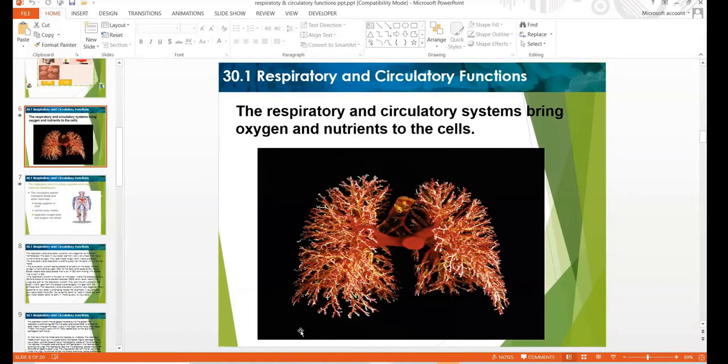Okay, so in this chapter we are going to study the relation between the respiratory and the circulatory systems. This photograph on the screen shows a resin cast of the thousands of vessels that supply blood and air to your lungs. This is a cross section of your lungs. As you take a breath every 3 to 5 seconds, this network takes in oxygen and expels carbon dioxide.